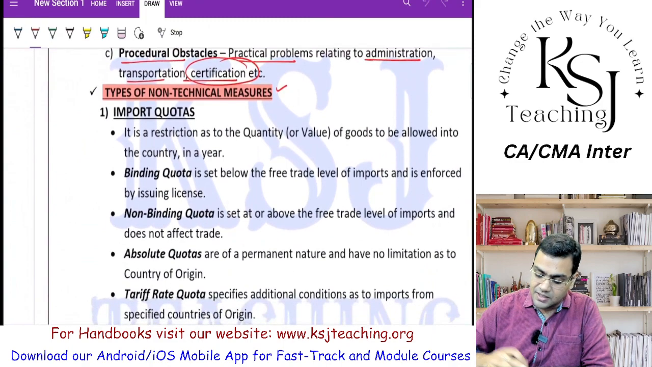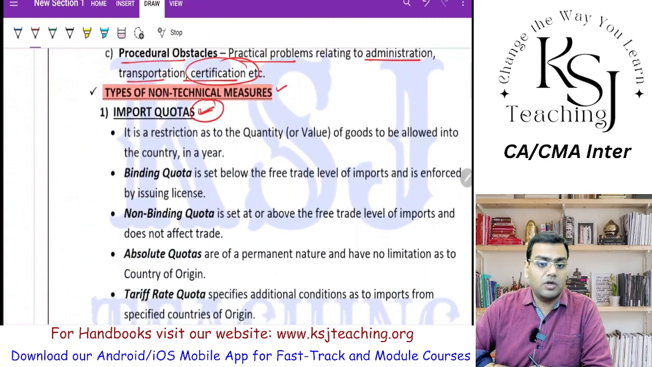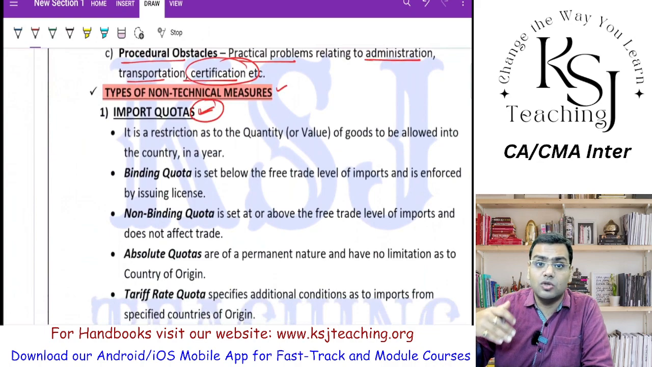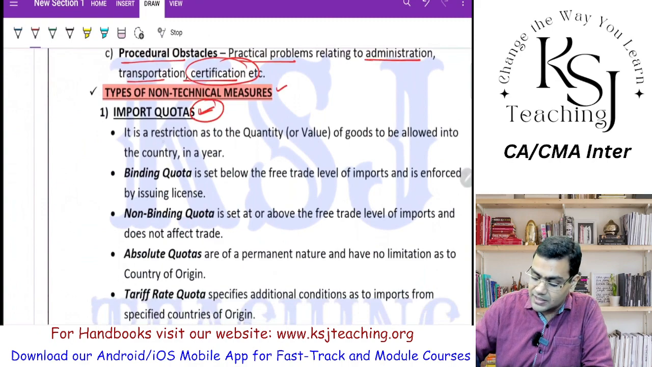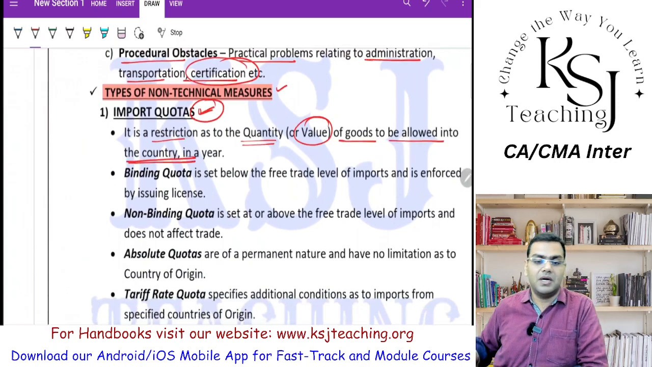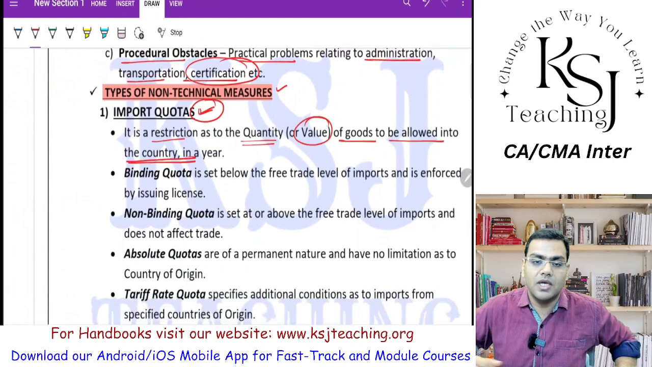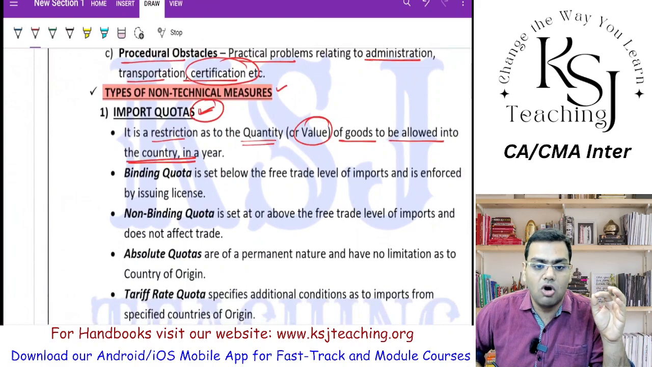What are the various types of non-tariff measures? First is the import quotas. What is import quota? Sir, you set the limit as to the imports, right? Whether it is in terms of quantity or in terms of value, the imports cannot exceed those limits, right? The quotas are basically the limits that you are setting. It is a restriction as to the quantity or the value of the goods to be allowed in a country in a year, that in a particular year from this particular country you cannot import more than this quantity or more than this value.